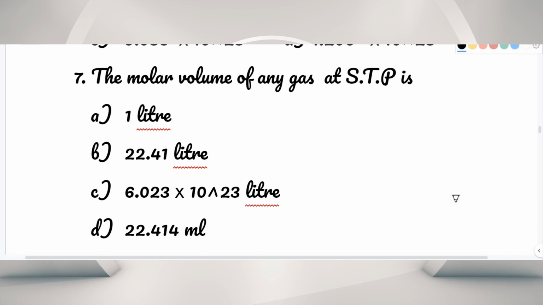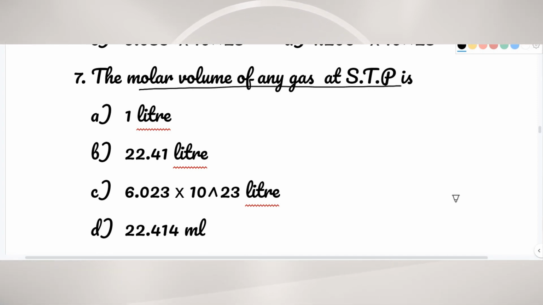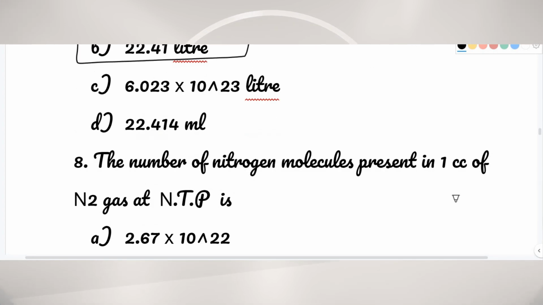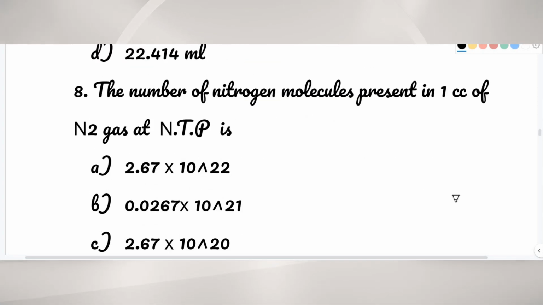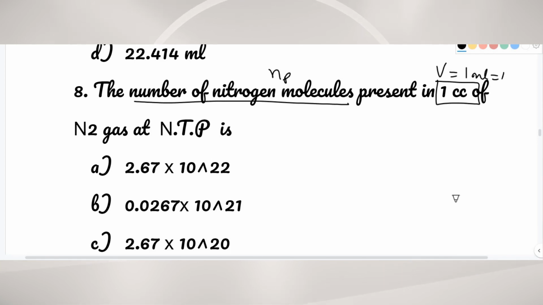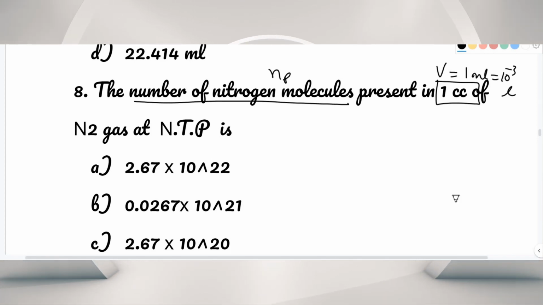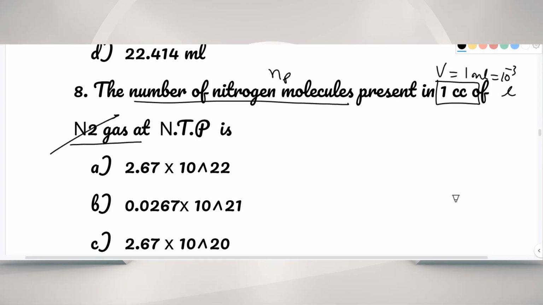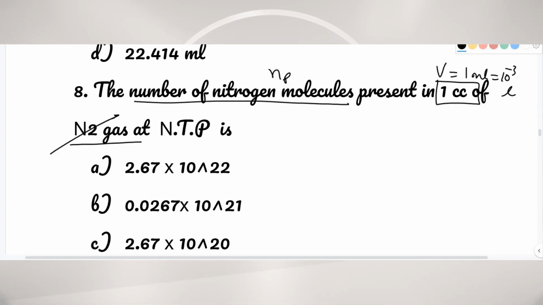Seventh question, molar volume of any gas at standard temperature and pressure. That is 22.4 liters. Next question, number of nitrogen molecules. So we should find the number of particles present in 1 cc given volume. That is 1 ml, that is 10 to the power minus 3 liters, present in nitrogen gas. You can use this for molar mass. That is 2 times 14, that is 28 grams.